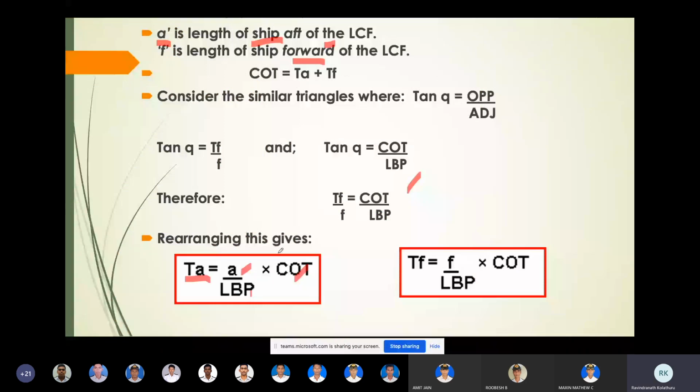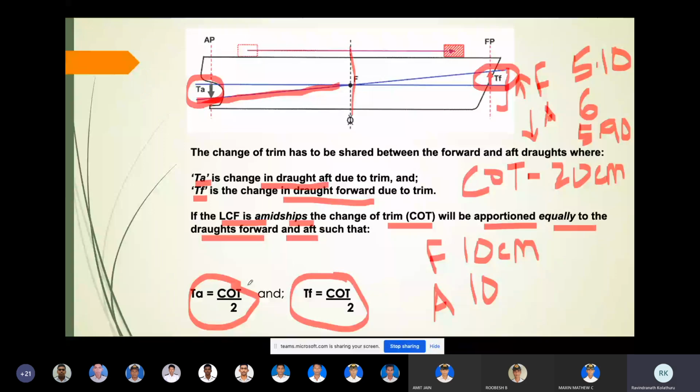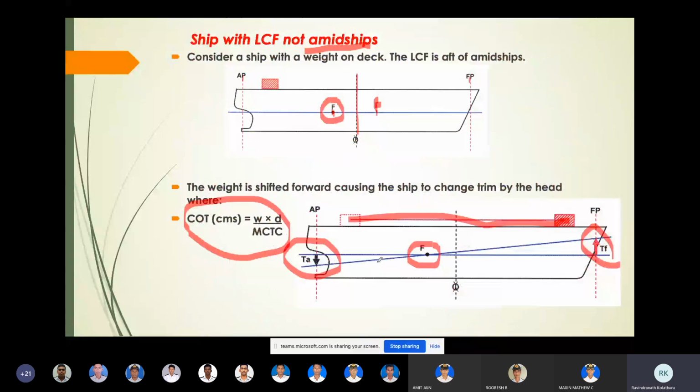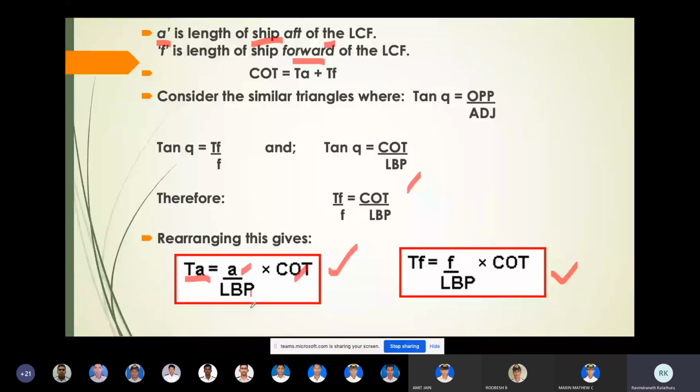So we will be using these two formulas to find out the correction value when my F position is not at midship. In the previous one, it was change of trim by 2 and change of trim by 2, half. But here, since my F position is not at the center, we have derived a formula, and my final formula is this. We'll be taking this formula to find out the corrections.